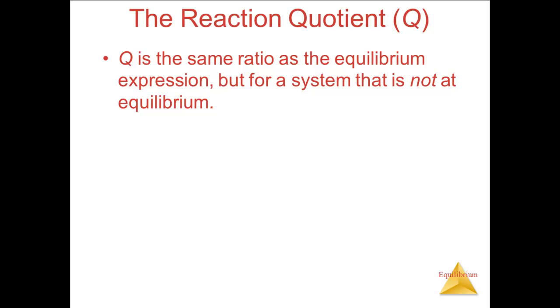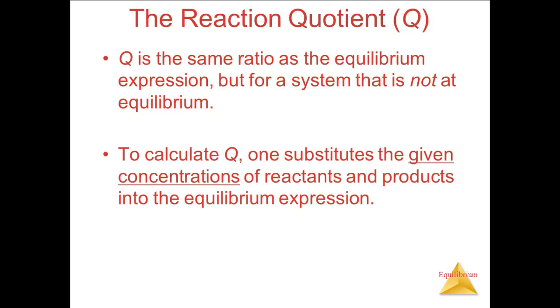The reaction quotient Q. The reaction quotient Q is the equilibrium expression, but when the system is not necessarily at equilibrium. That is, the mass action expression, the ratio of the concentrations of products over reactants, is equal to Q unless we are at equilibrium, when it is equal to K. To calculate Q, simply substitute the given values of the concentrations into the mass action expression.